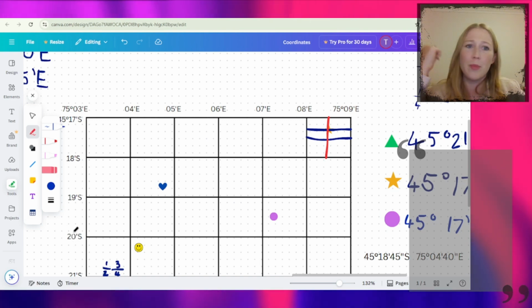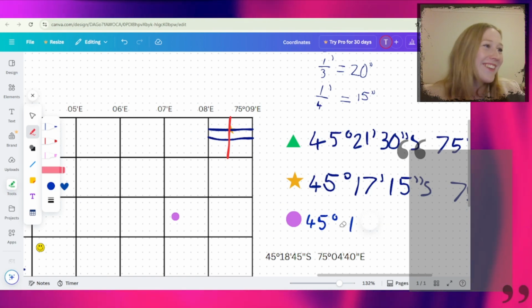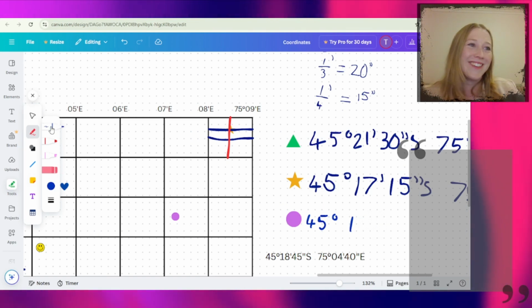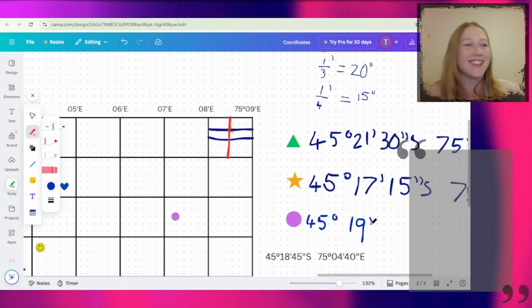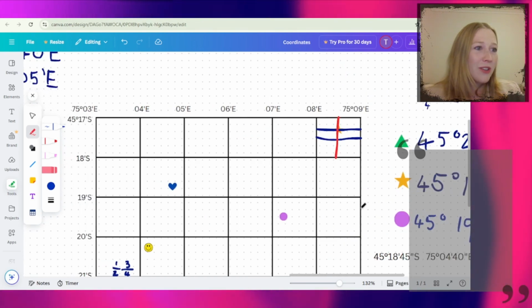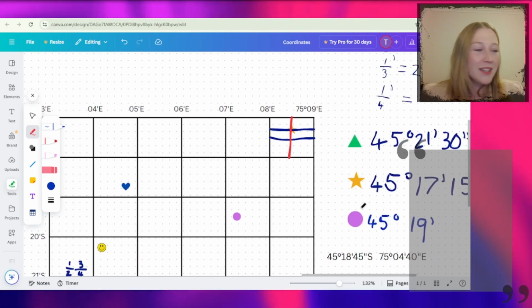I'm not reading the map properly. What am I doing? Just as I was saying, oh yeah, we've got this down. No, no, we don't. 19. Yay, now we've got this. Is it still wrong? Okay, no, it's not. Yeah, thank goodness. Okay, now how many seconds?